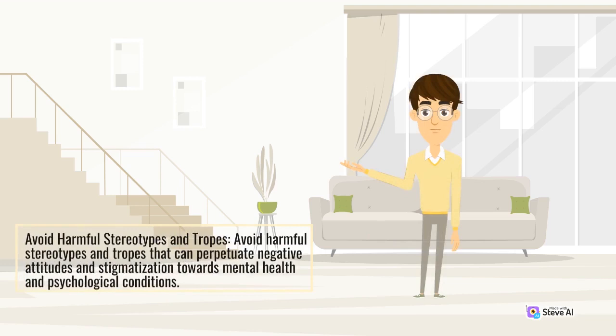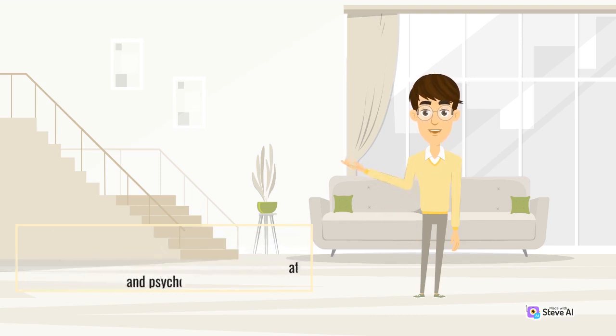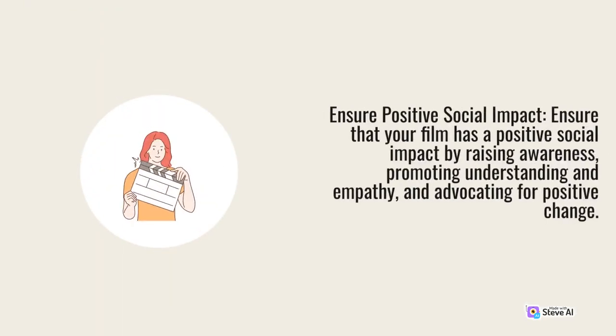Avoid harmful stereotypes and tropes. Avoid harmful stereotypes and tropes that can perpetuate negative attitudes and stigmatization towards mental health and psychological conditions. Ensure positive social impact. Ensure that your film has a positive social impact by raising awareness, promoting understanding and empathy, and advocating for positive change.